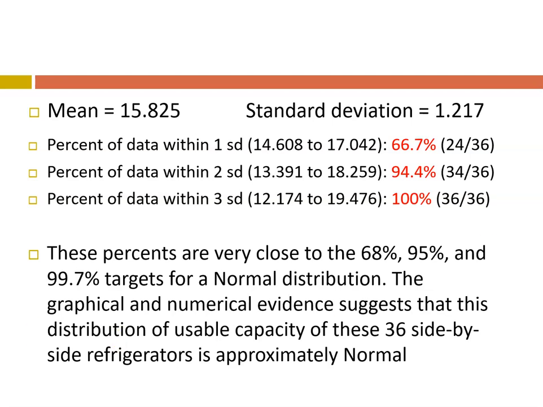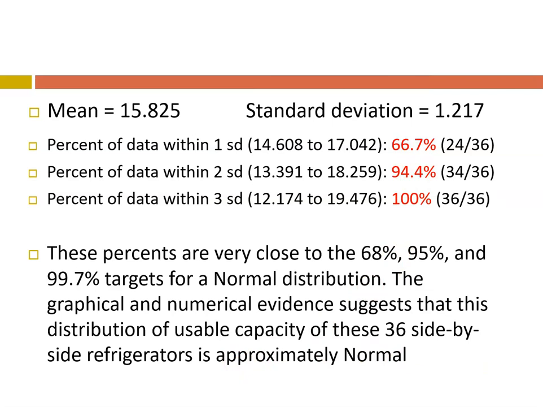Notice how I use context here. I was talking about the side-by-side refrigerators, usable capacity. I talked about the graphical evidence as well as the numerical evidence, and I showed that evidence. And then I used the word approximately normal. We're never going to say exactly, right? Everything here is an approximation.